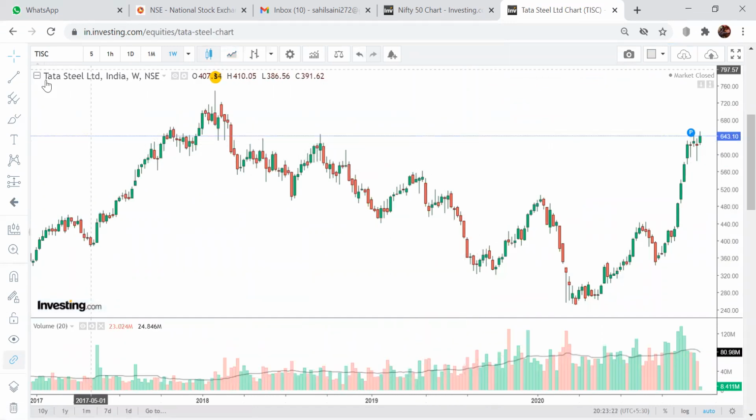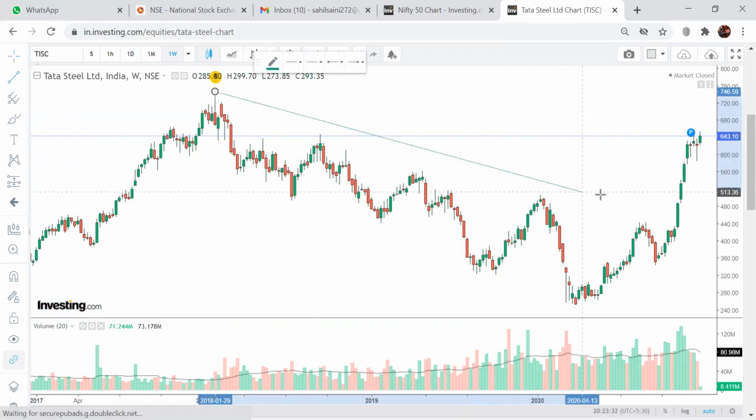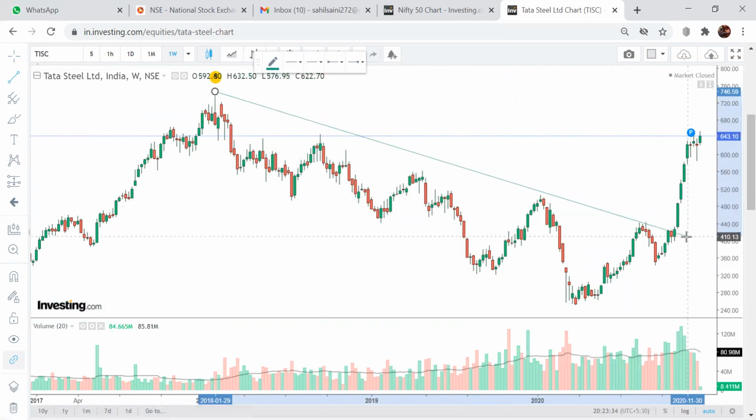Wow. Actually, I made a blog on this Tata Steel. I actually traded it and was able to earn around 50%. I'm very happy for that.